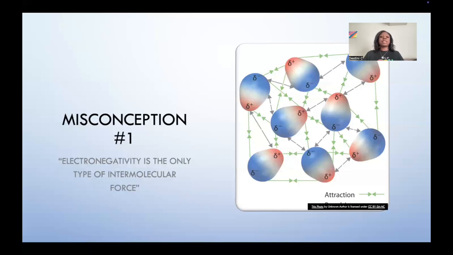So our first misconception is that electronegativity is the only type of intermolecular force. That comes from basic chemistry in the very beginning when you learn about your neutrons, your protons, your electrons. You get to thinking, okay, well, the bigger the electronegativity, the stronger their bonds to other smaller molecules. And while that is true, there are several forms of intermolecular forces.